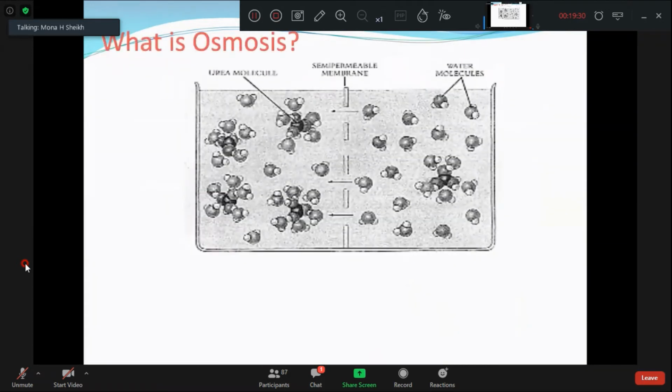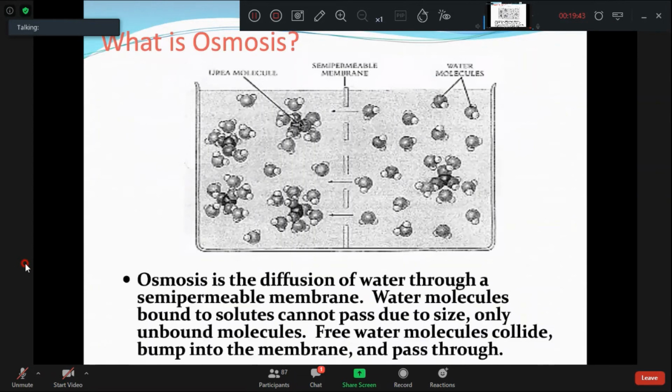So these are water molecules, right? It's not a very good picture, I'm sorry. But, okay, let me see if I have a better picture. Okay, let's read the definition and then we will look for the picture.